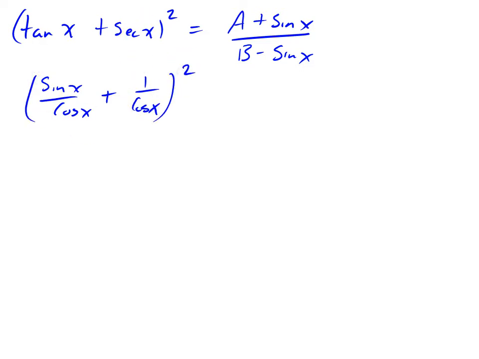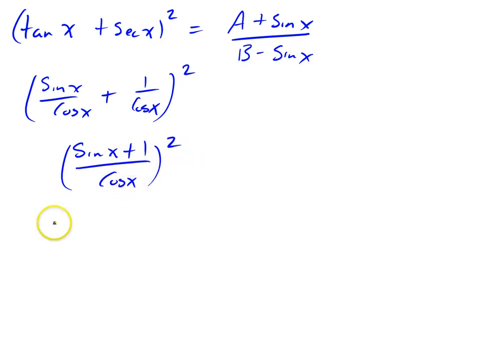So that's squared. So actually I see a common denominator here. I've got sine x plus 1 over cosine x. That whole thing is squared. So, how do you square a fraction? You multiply by itself. So you multiply the numerators together, you multiply the denominators together.